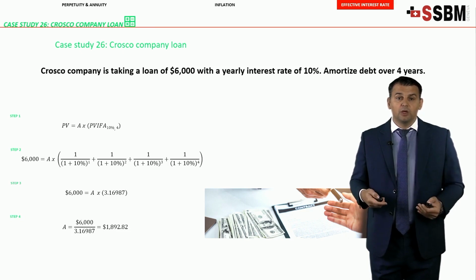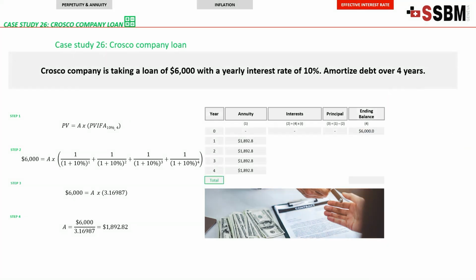In step 4, to get the annuity, it is equal to 6,000, the amount of the loan, divided by the annuity factor, 3.16987, and you will obtain the amount of annuity that you have to pay every year, which is $1,892.82. To check that all is well calculated, the best way is to apply all of that in a table.